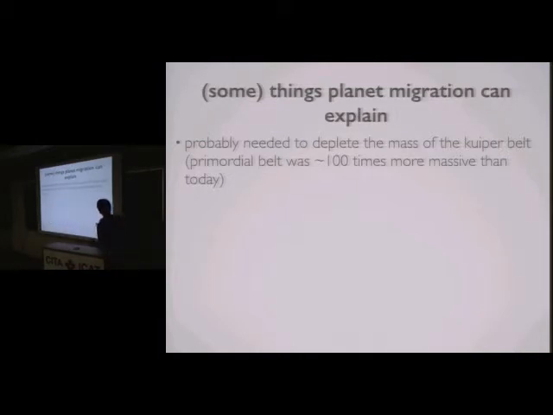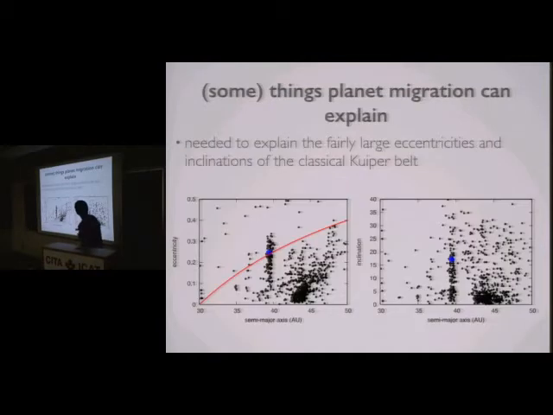So, some things that we think we understand are that this debris disk before the planets rearranged themselves was roughly 100 times more massive than it is today. So planet migration is probably the best way to explain how we got rid of most of the mass of the Kuiper belt. We needed to explain how did we get these really large inclinations and fairly large eccentricities in the outer solar system? You would not expect a debris disk to have an inclination function that has a peak around 20 degrees.